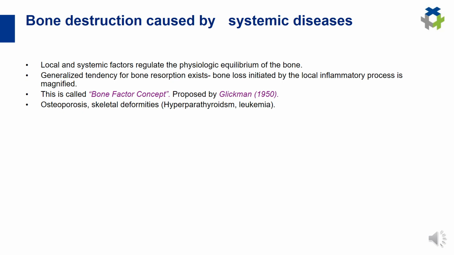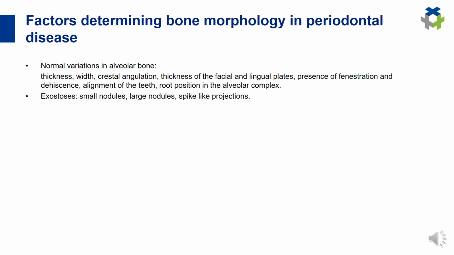Local and systemic factors regulate the physiological equilibrium of the bone. A generalized tendency for bone resorption exists. Bone loss is initiated by a local inflammatory process. This is called the bone factor concept, proposed by Glickman in 1950. That is, factors determining the bone morphology in periodontal disease.